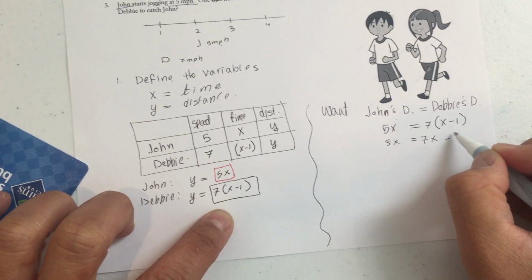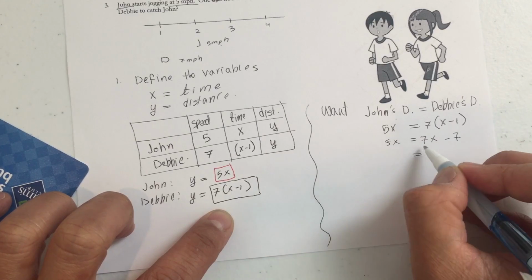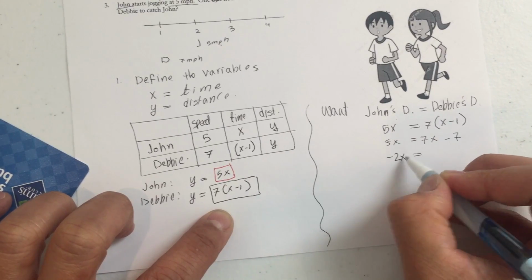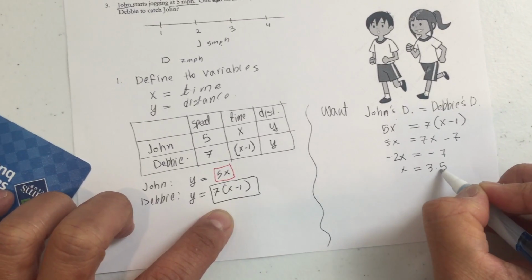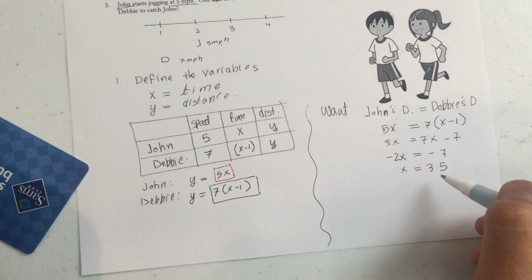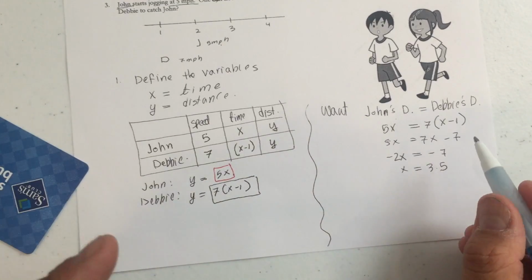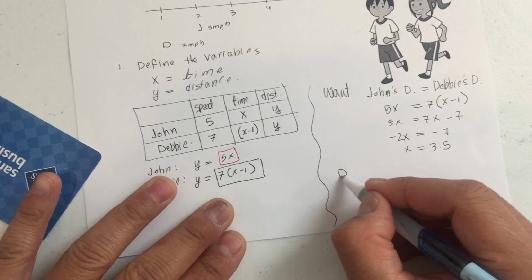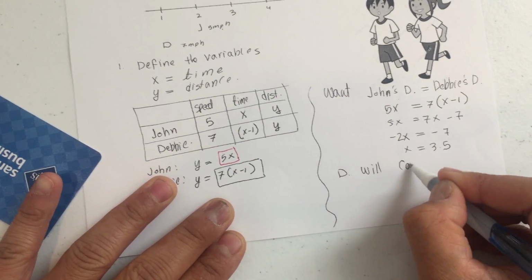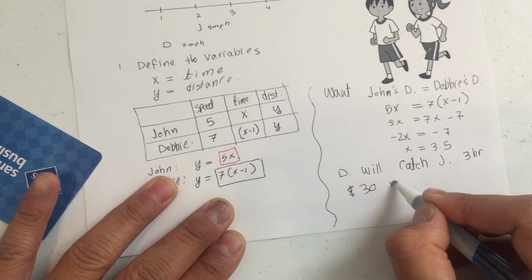You distribute the 7, okay, and then you combine the terms. So I'm going to subtract 7x from both sides, and that leaves us with 2x equals 7. So x comes out to be 3.5. We have found the time where the two distances are going to equal each other, which means that Debbie is going to catch up to John, and we can now answer the question. So Debbie will catch John 3 hours and 30 minutes later.